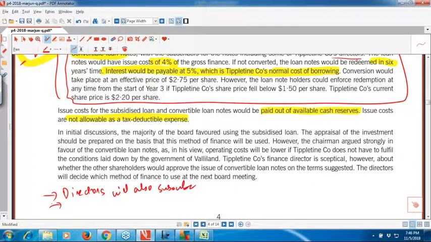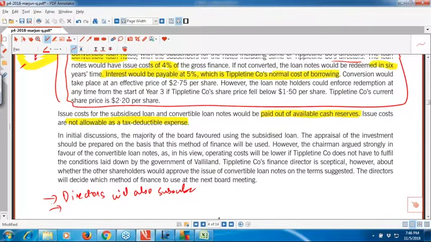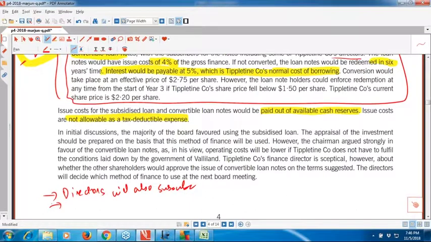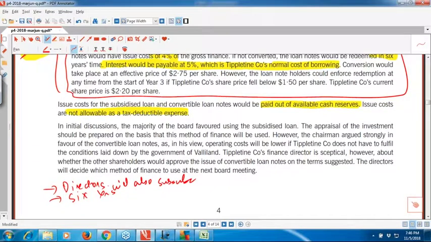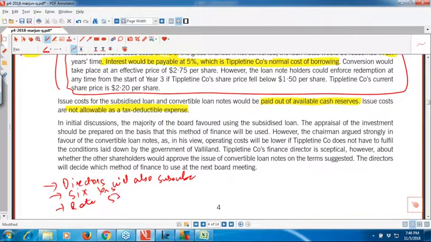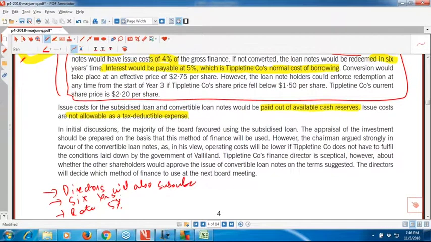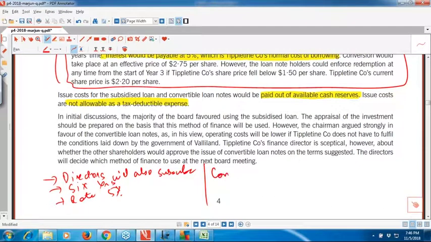Now the next situation is that the loan notes would have an issue cost of so and so. If not converted, the loan notes can be redeemed in 6 years' time. So the redemption period is actually 6 years. Interest would be payable at 5%. The rate of interest is 5%. Conversion would take place at an effective price of 2.75 per share. The conversion rate is 2.75.